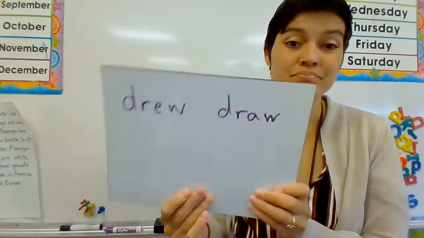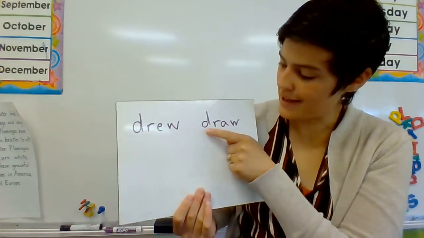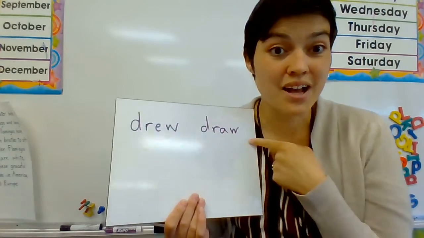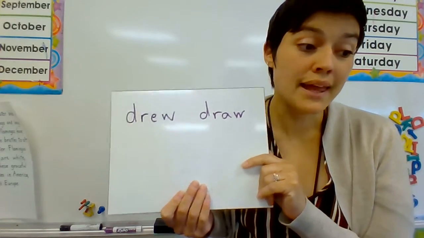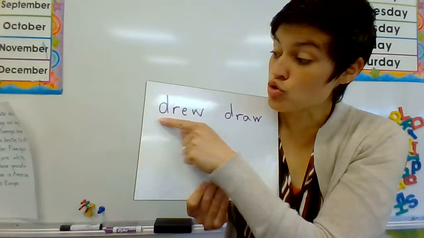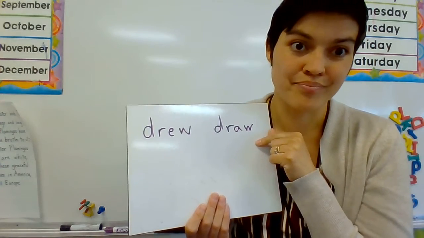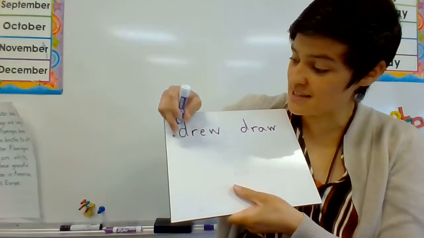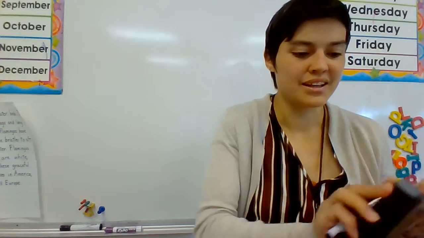Now, the next sentence will deal with these two verbs here. What are they? Drew and draw. Now listen to this sentence and help me put the correct verb in the sentence. He blank pictures all the time. He drew pictures all the time, or he draw pictures all the time? We're still talking about the past. This is something that happened in Tommy's childhood, so he drew pictures all the time.